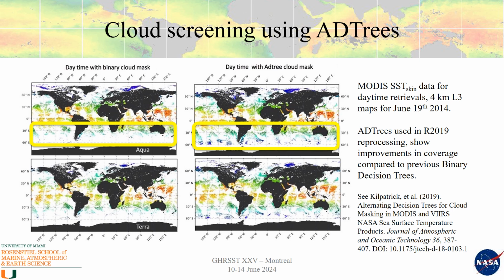Here we see at high latitudes in the Southern Ocean, on the right-hand side, daytime data, an L3 field from MODIS, with the alternating decision tree cloud mask compared to, on the left, the binary cloud mask. The Mediterranean also was better sampled using the AD trees, the alternating decision trees. So that was good progress. And that has been applied to the current version of the MODIS skin SST data.